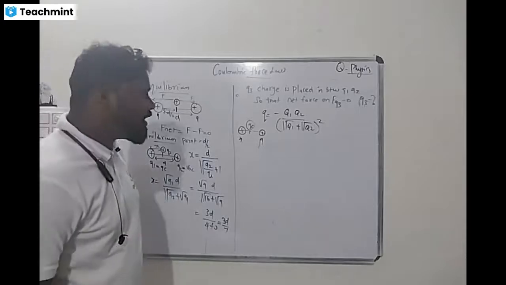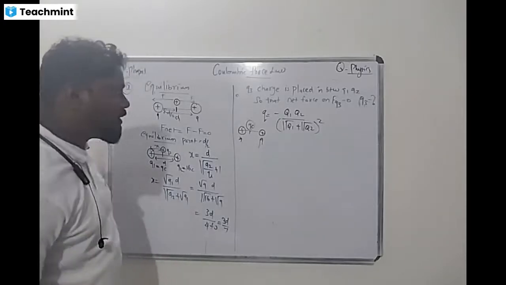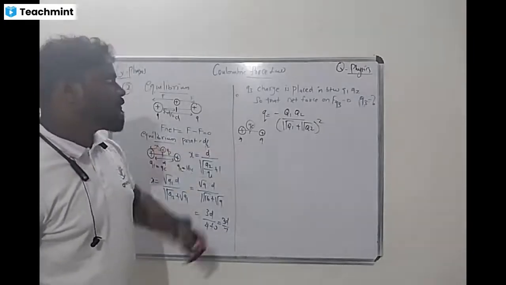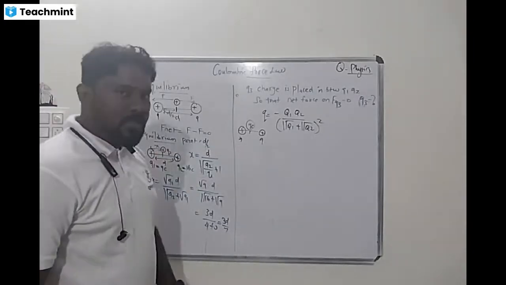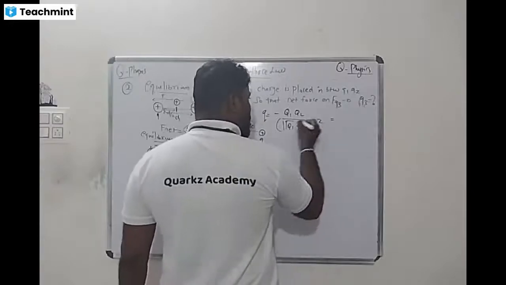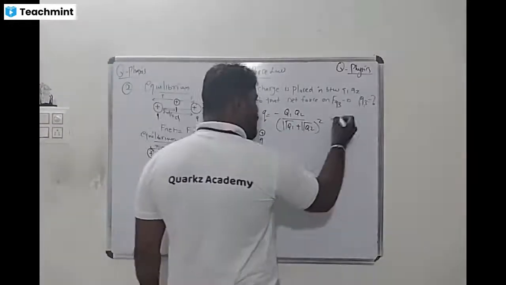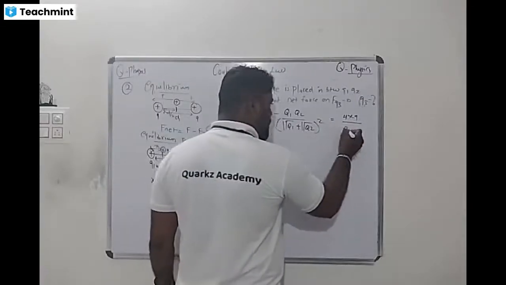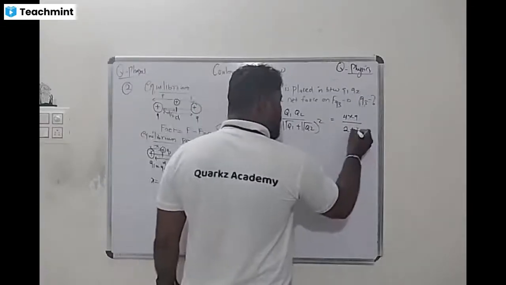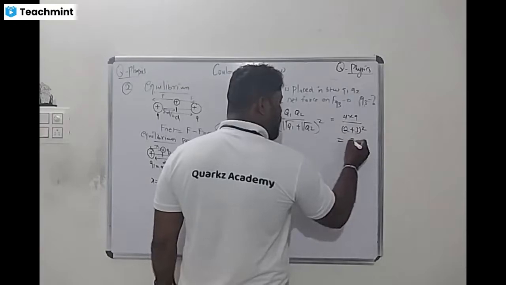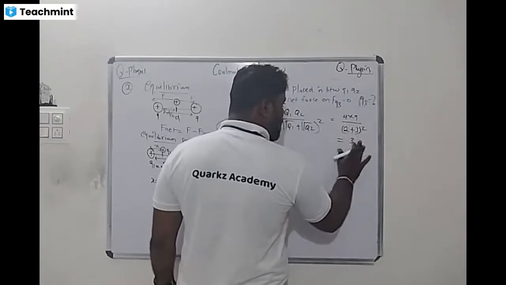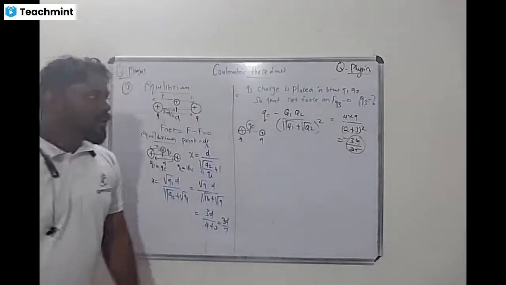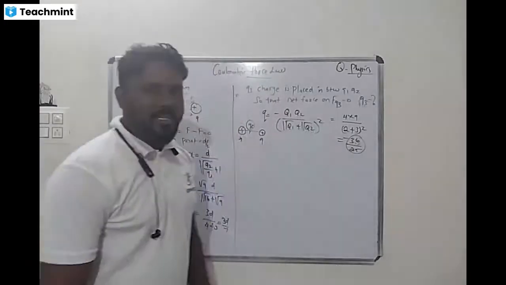So we have to take the time. Is it clear? 36 by 25, sir. 36 divided by 25. So what is the value? 36 because 4 into 9 divided by root 4 which is 2 plus root 9 which is 3, the whole square. So what is it? 36 divided by 25, minus. Is it clear? So in the charge value, the net force on the system is equal to 0.